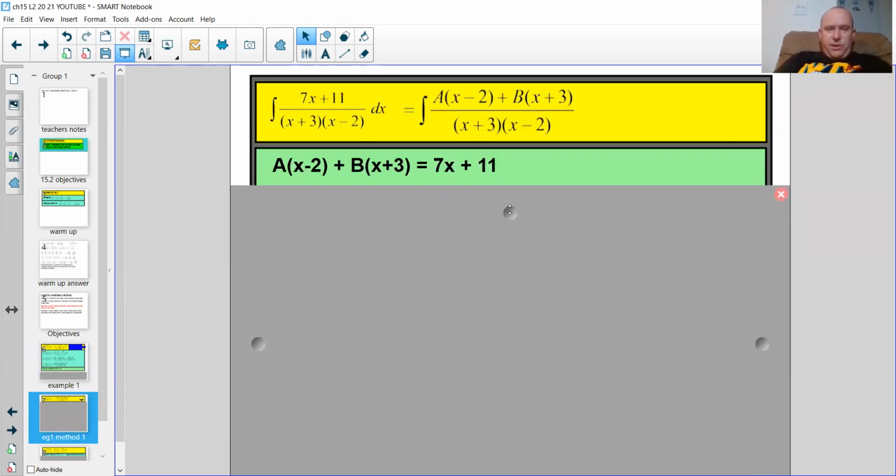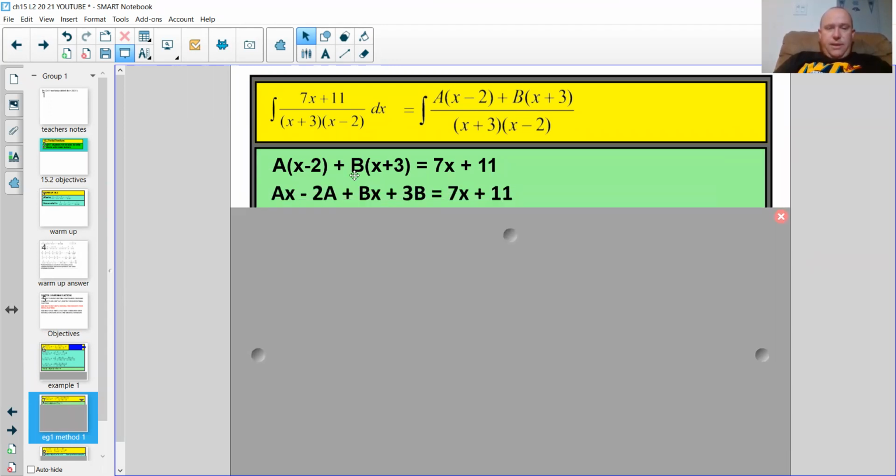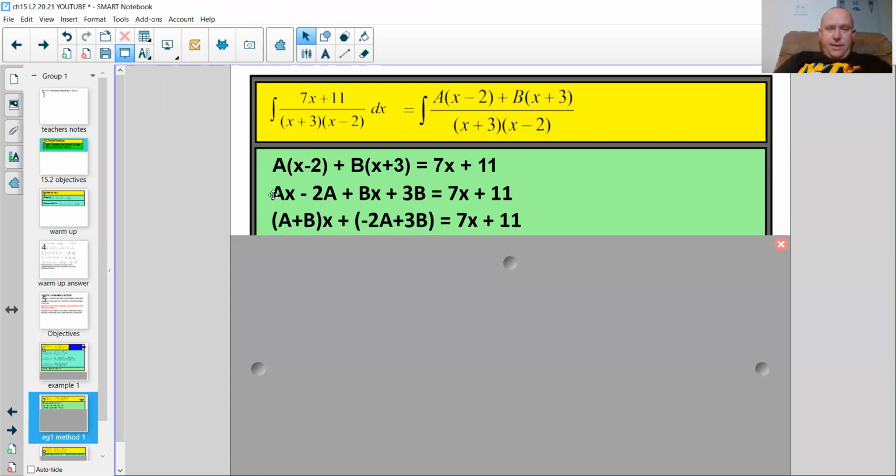So there was the original question, and that's the point we're up to right now. Certainly when we have parentheses, we know that we can distribute, so we can go ahead and do that. And we could try and collect like terms together here. So I've got my AX and my BX, so I could take those together and factor out an X.